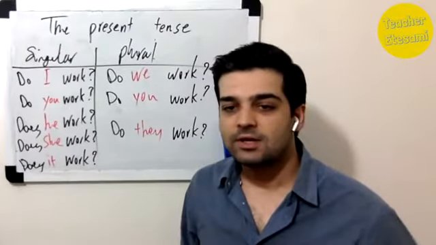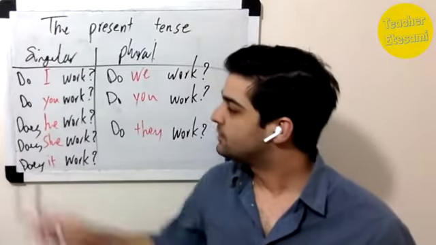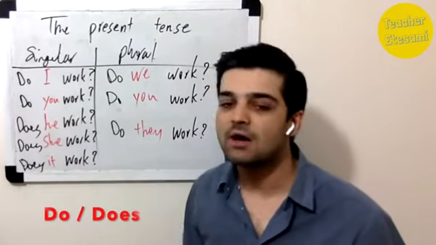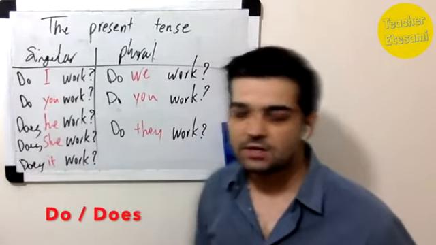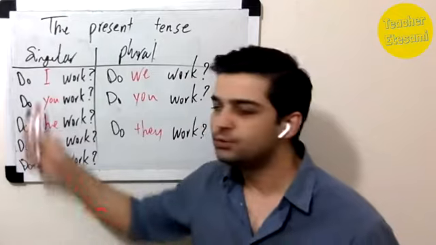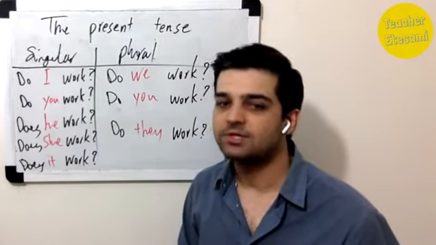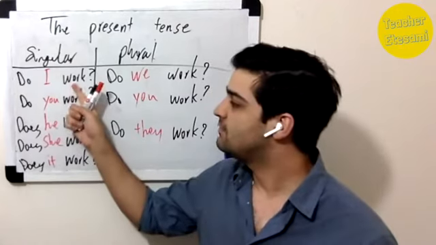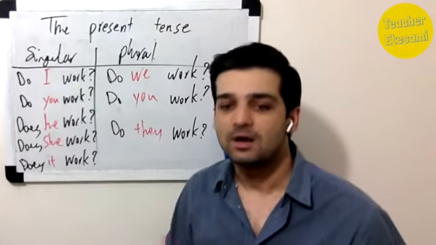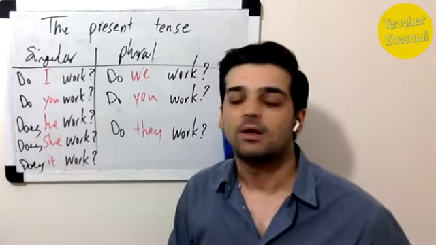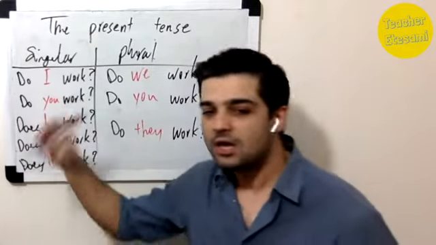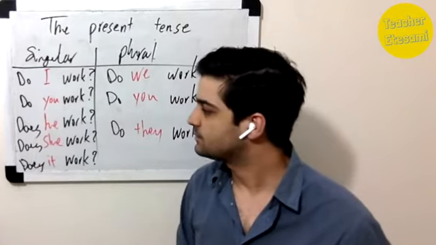To make a question in the present tense, put do or does before the subject. Here's the helping verb do. The subject is I. And the main verb is the simple form, work. Use does in front of the subject.